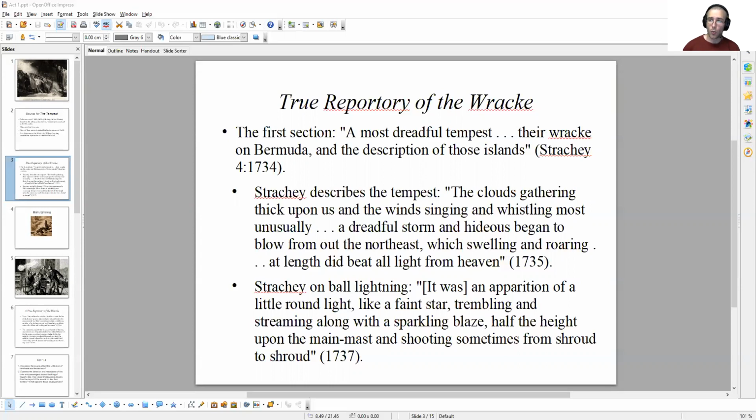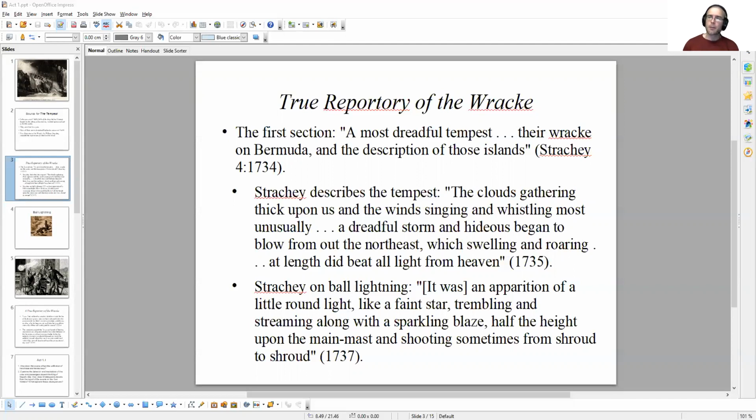Likewise, Ferdinand, one of the principal heroes of this text, goes on to say, as he is walking along the island believing that his father has died, "Where should this music be? The air or the earth? It sounds no more, and sure it waits upon some god of the island."